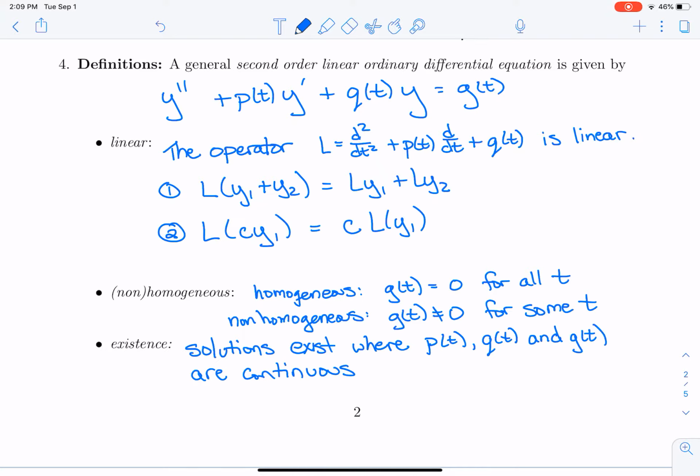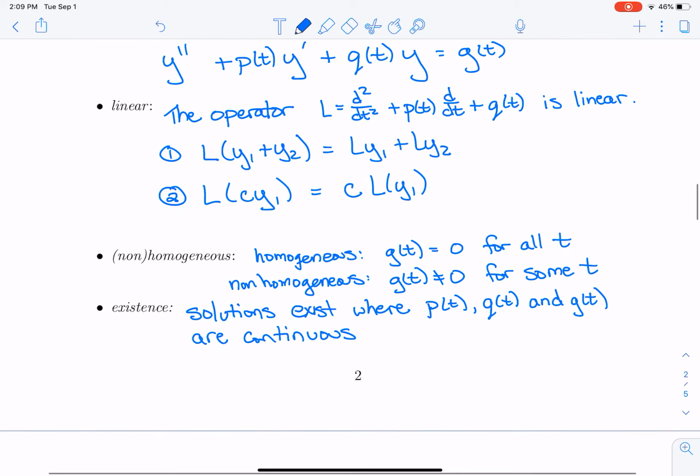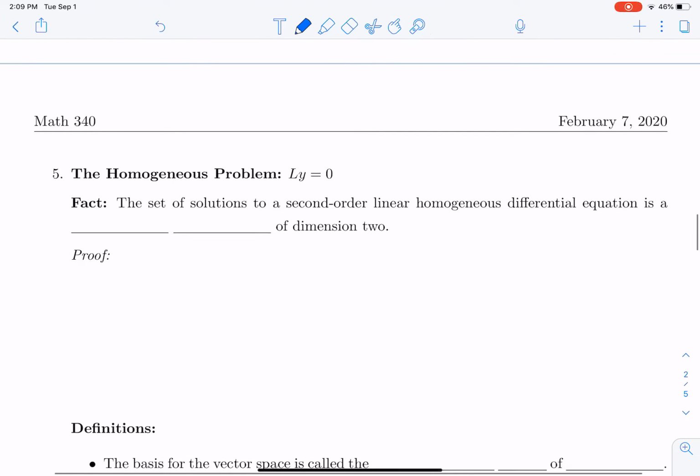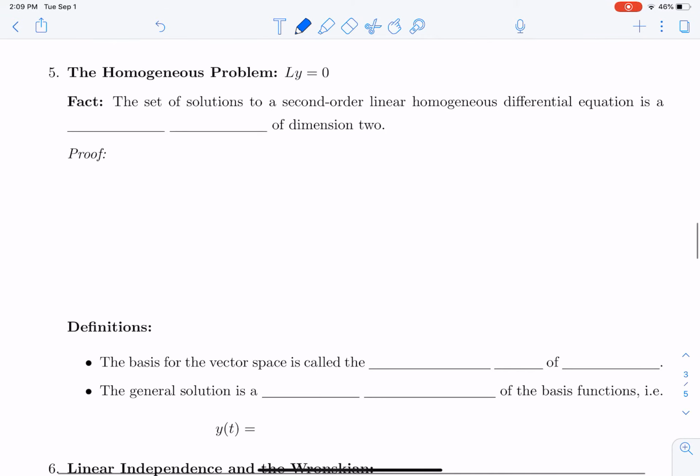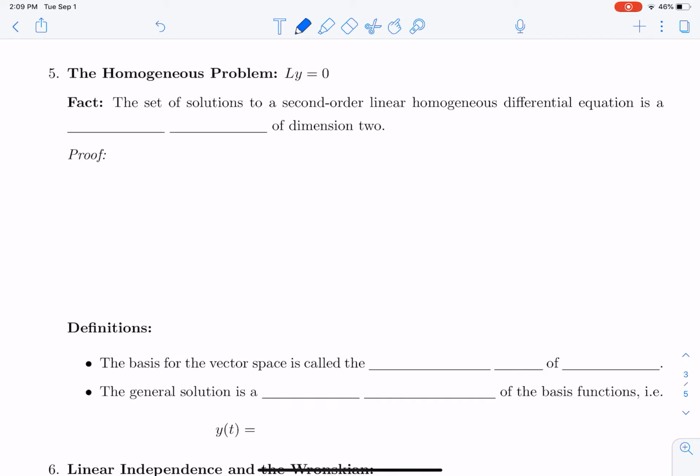Okay, so let's move on to understanding the homogeneous problem. So the homogeneous problem is when Ly is equal to 0. We've already seen an example of the homogeneous problem. We saw y double prime plus or minus omega squared y is equal to 0. And because we essentially have a linear operation done to y equals 0, we call that the homogeneous problem.